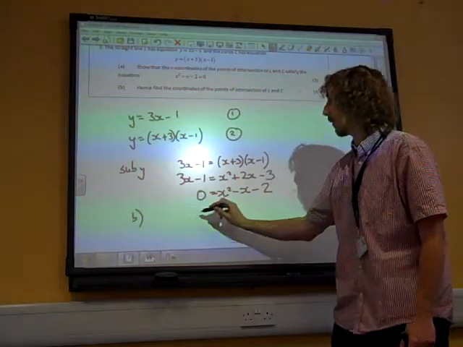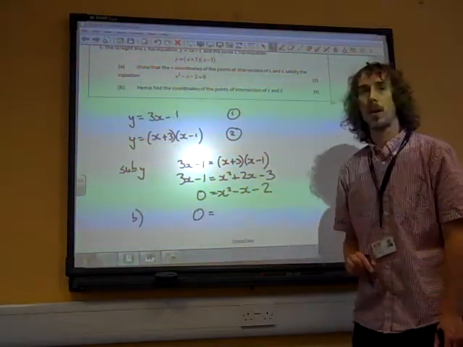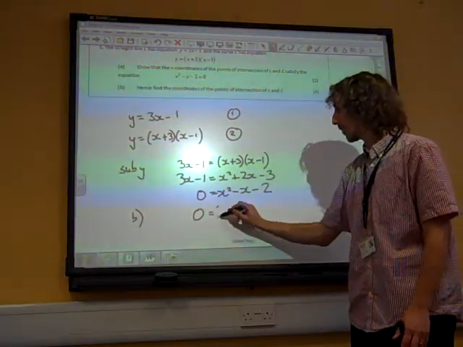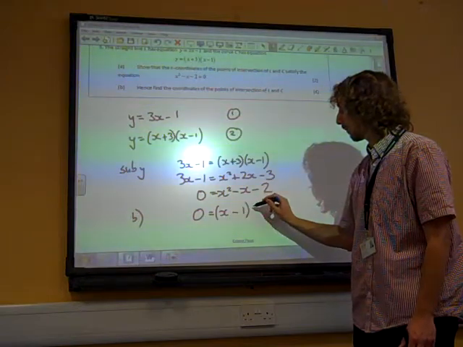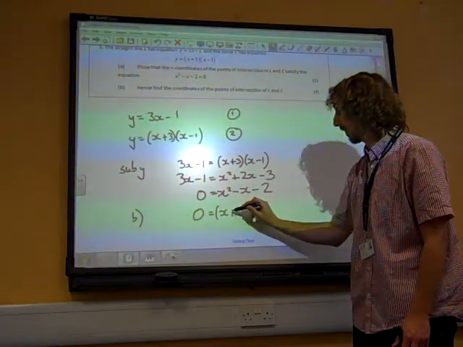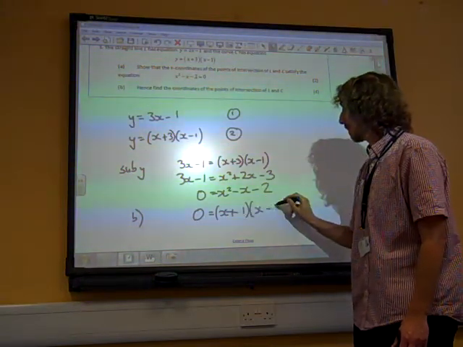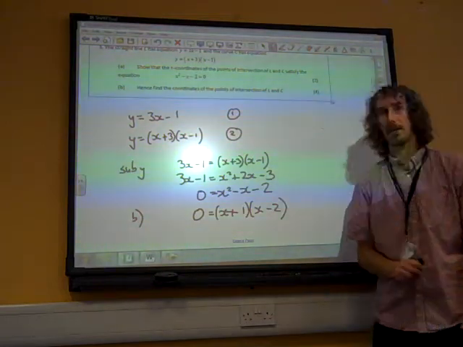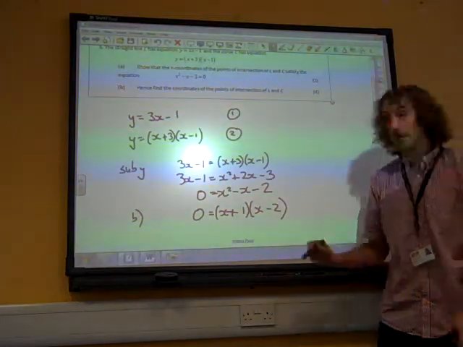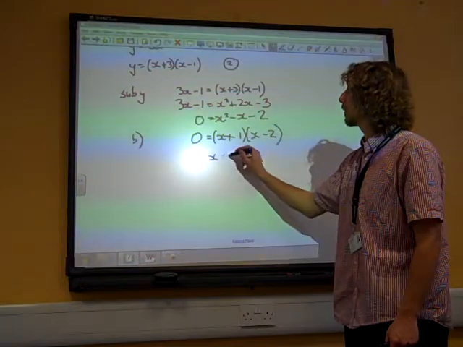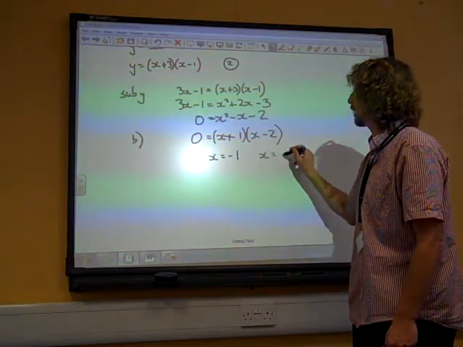So in part B, we're now going to factorise it. Lovely, easy equation. It factorises really nicely. x minus 1, no it doesn't, x plus 1, and x minus 2, like that. Giving us x values of minus 1 and 2.